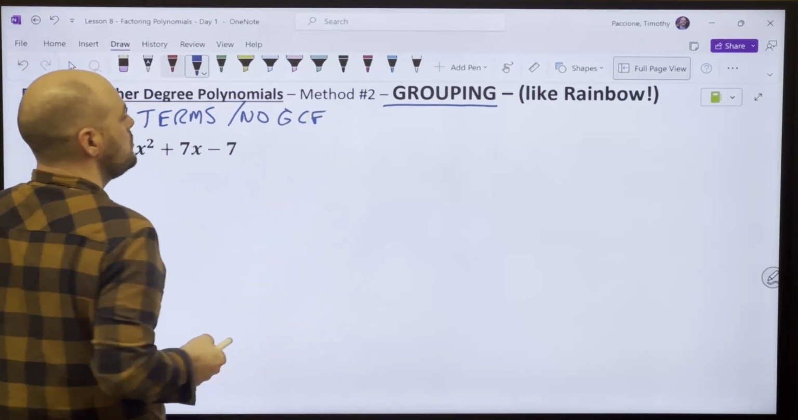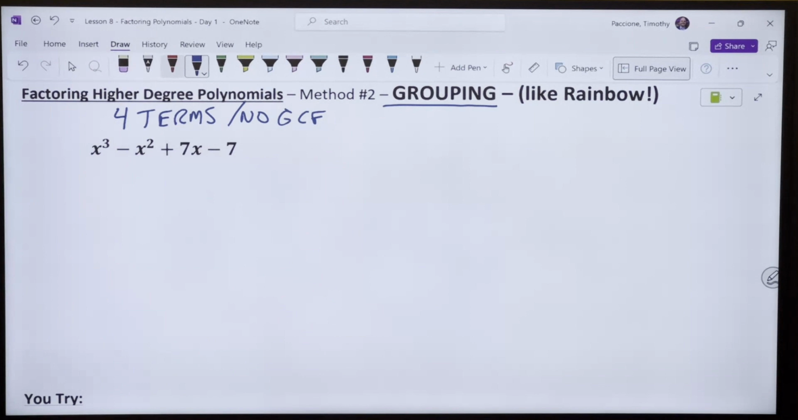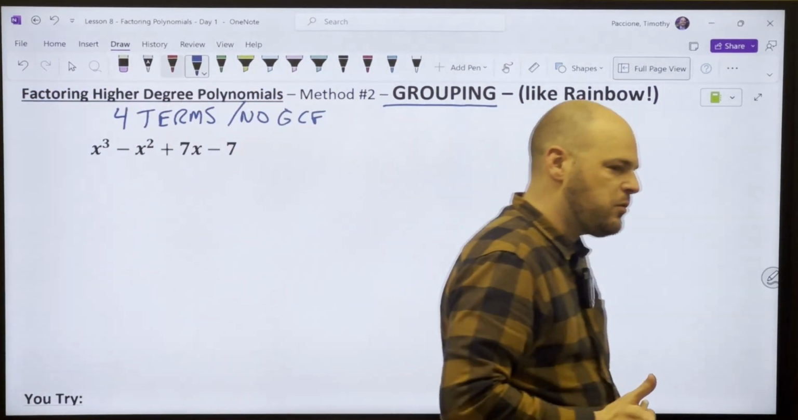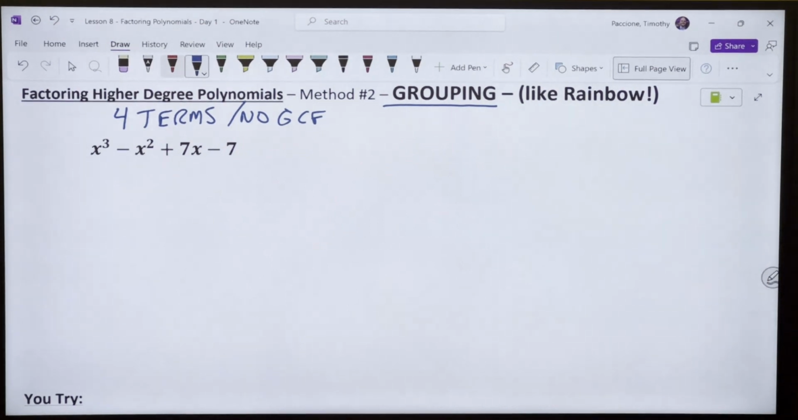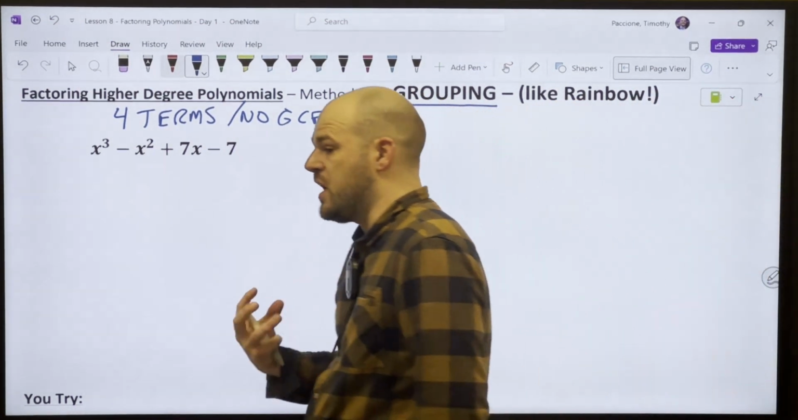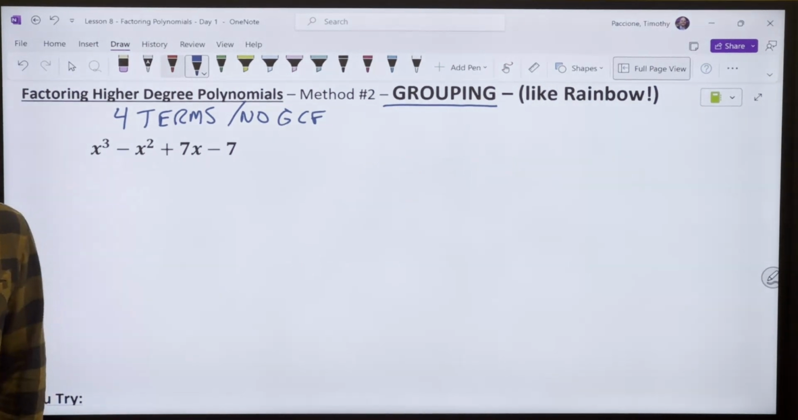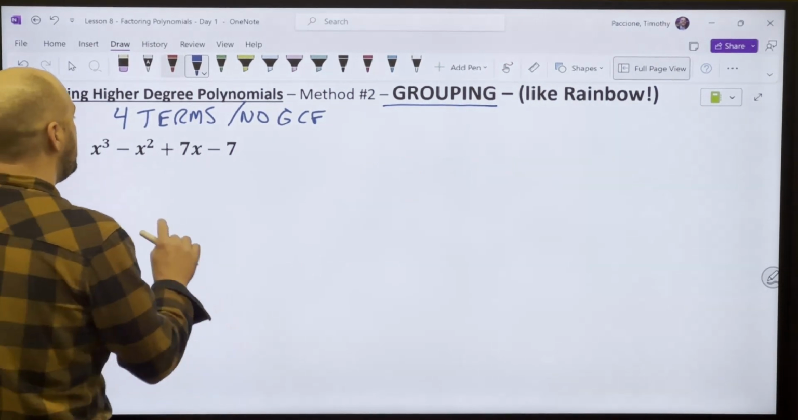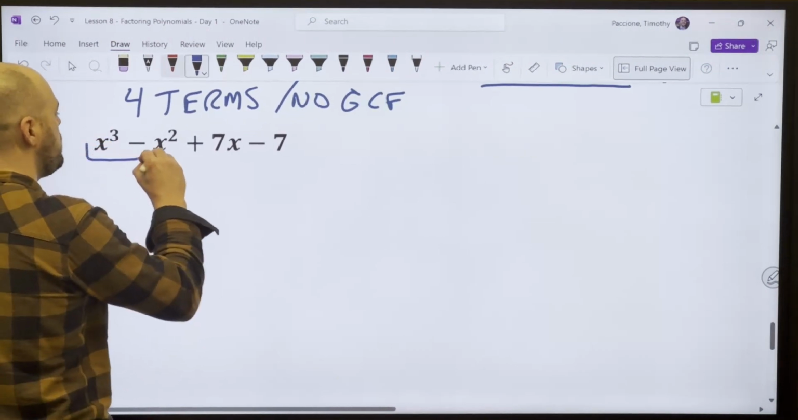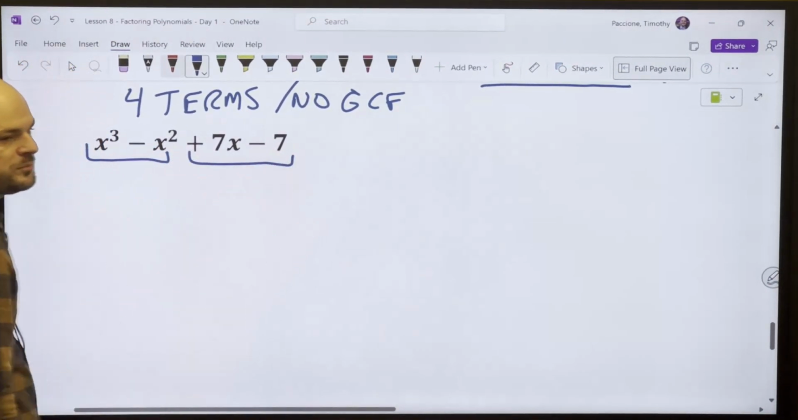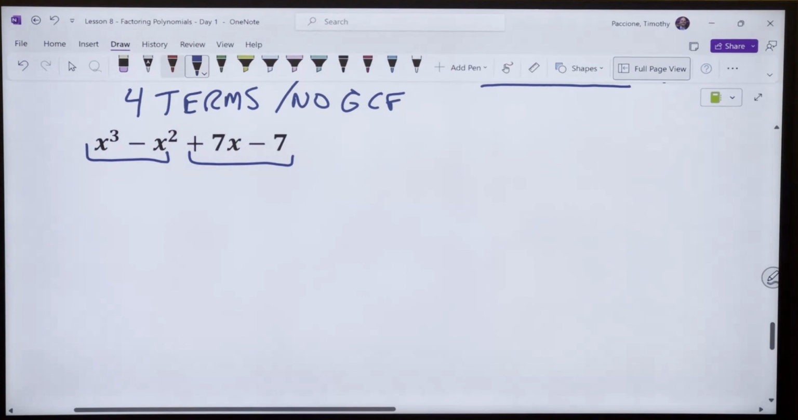Okay? If you have a GCF, you would want to pull a GCF first before you do this. Now, when you have 4 terms, it's like rainbow, it's grouping. Another time, it would be good to remember the name because it's right in the name what you're going to do. If it's called grouping, what do you think we're going to create? Groups. And this will be my first group, and this will be my second group. Remember this? And then we're going to GCF each group.